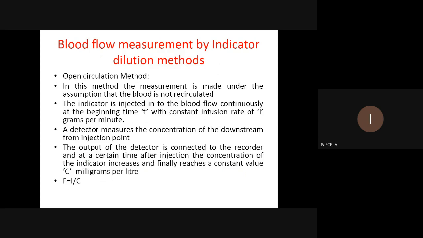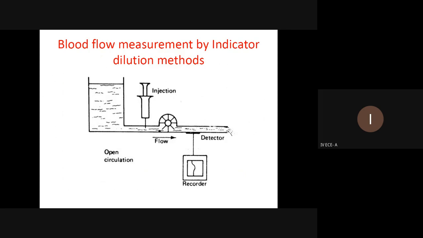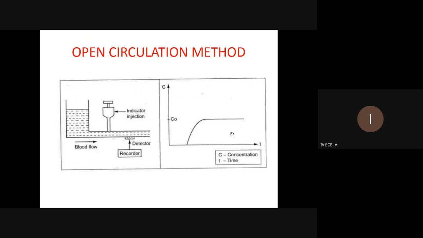Then the indicator dilution method. In the indicator dilution method, there are two categories: the open circulation method and the closed circulation method. In the open circulation method, the measurement is made under the assumption that the blood is not recirculated. The indicator is injected into the blood flow continuously at the beginning time t with a constant infusion rate of 1 gram per minute. A detector measures the concentration downstream from the injection point. So this is the open circulation method.